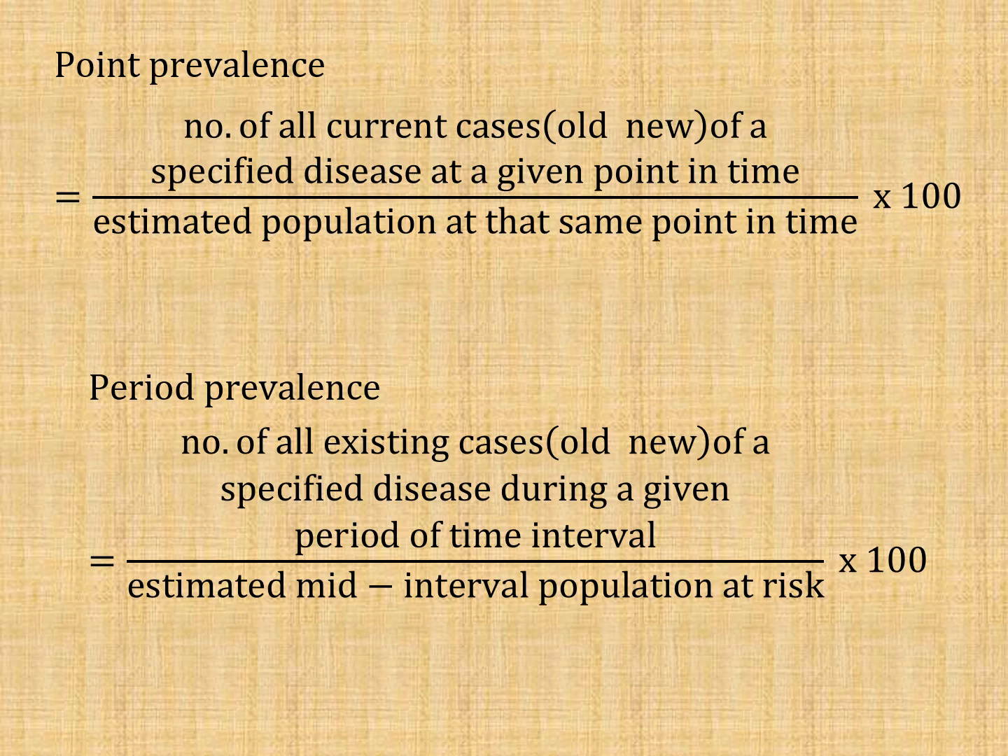And the period prevalence is the number of all existing cases, whether old or new, of a specified disease during a given period of time interval, divided by the estimated mid-interval population at risk, multiplied by 100. So in point prevalence we are focusing on a given point in time, but in period prevalence we are focusing on the period of the time interval.